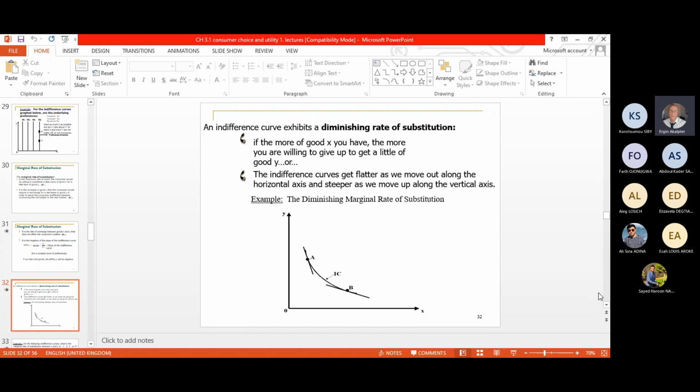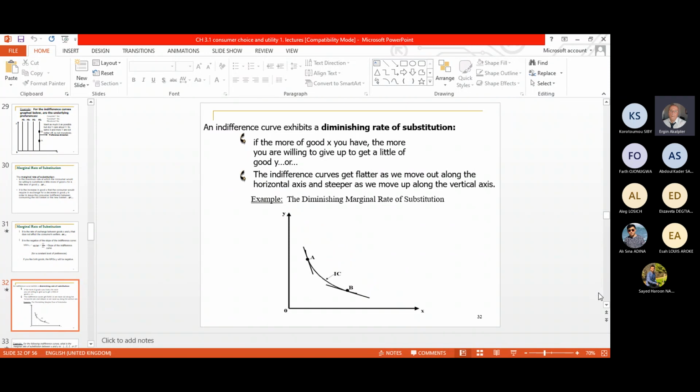These are the, let's say, assumptions and preferences that you have to know before going to these estimations, because you have to know first how the consumer preference, utility function and indifference curve are affected and changing when their position and their application is changing. The more of good X you have, the more you are willing to give up to get a little of good Y, or the indifference curve gets flatter as we move out along the horizontal axis and steeper as we move up along the vertical axis.